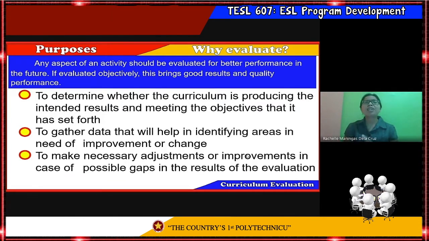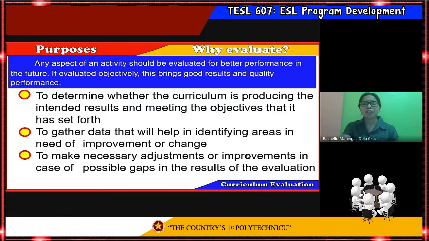Next, the second is to gather data that will help in identifying areas in need of improvement or change. This will help in identifying the strengths and weaknesses of the curriculum to come up with decisions. Next is to make necessary adjustments and or improvements in case of possible gaps in the results of the evaluation. Of course, it is important to know what produced the observed outcomes to decide on the interventions. Interventions are very important to improve the curriculum.